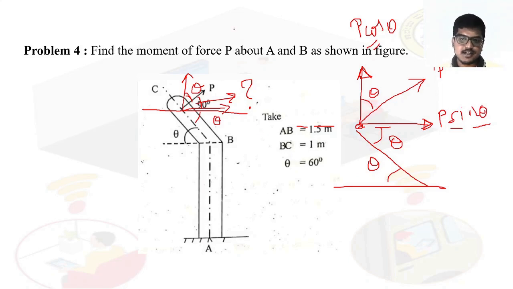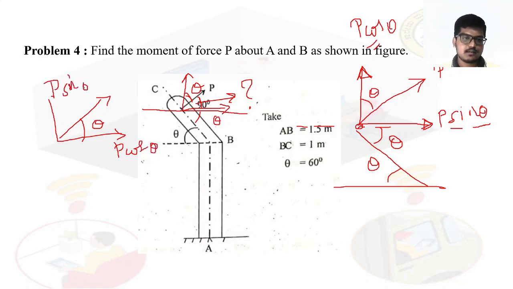If it is tilted like this, and this is theta, we take this as P cos theta and this as P sin theta. It is just tilted like this, so don't get confused. If you know the angle here, you can directly take this as P cos theta and this as P sin theta. But here we don't know the angle.